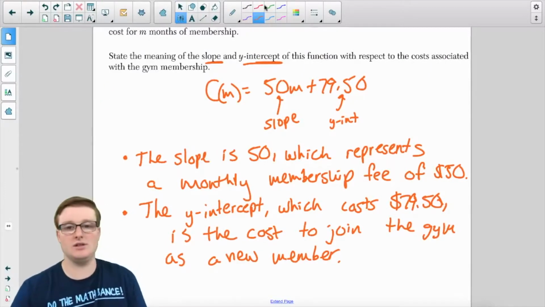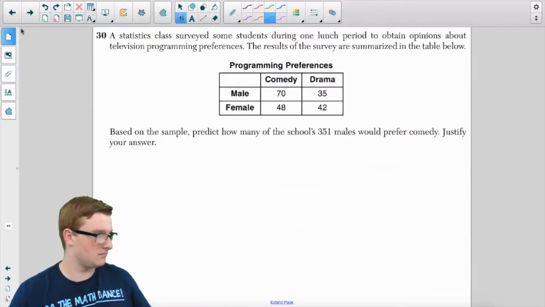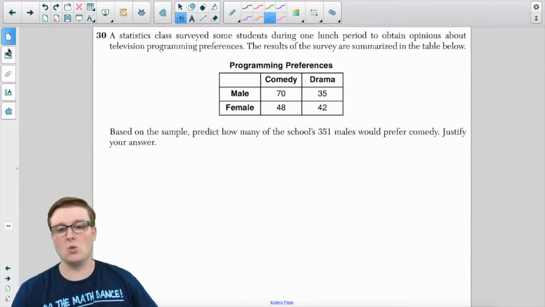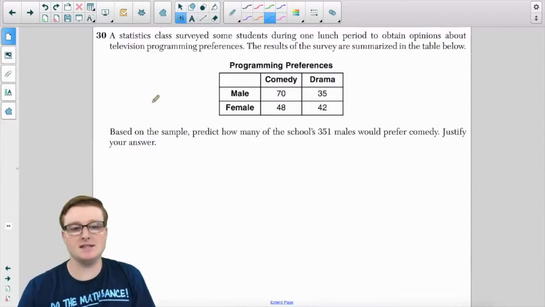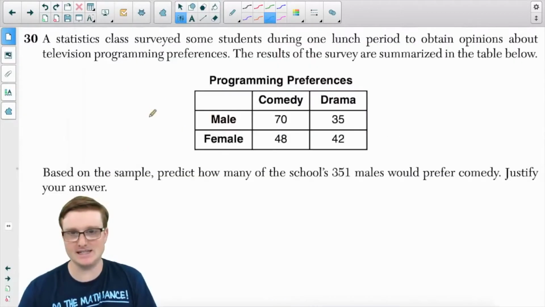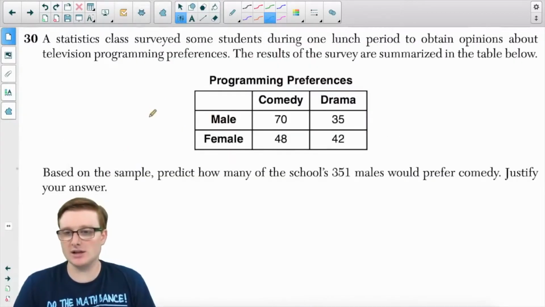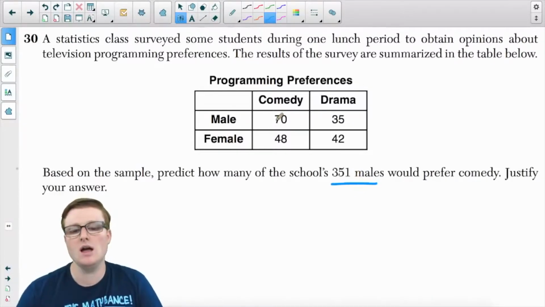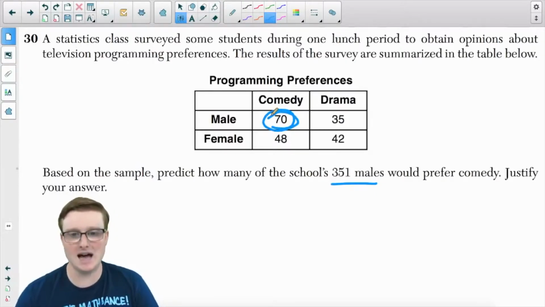All right, moving on to question 30. A statistics class surveyed some students during one lunch period to obtain opinions about television programming preferences. The results of the survey are summarized in the table below. Based on the sample, predict how many of the school's 351 males would prefer comedy. Justify your answer. So there were 70 people in this survey who were male that liked comedy.